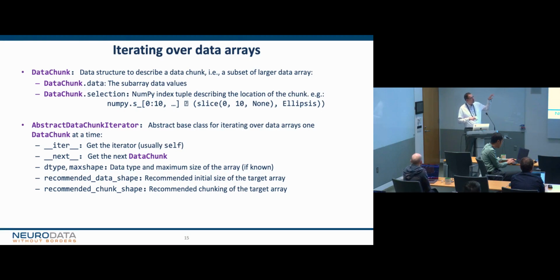The difference here is, max shape tells you how big the data set can become at the end, and the recommended data shape tells you how big you want it to be when you initially allocate it. And in the typical case, like in a data conversion case, where you know beforehand what shape the data should be, your max shape and your recommended shape will just be the same thing.